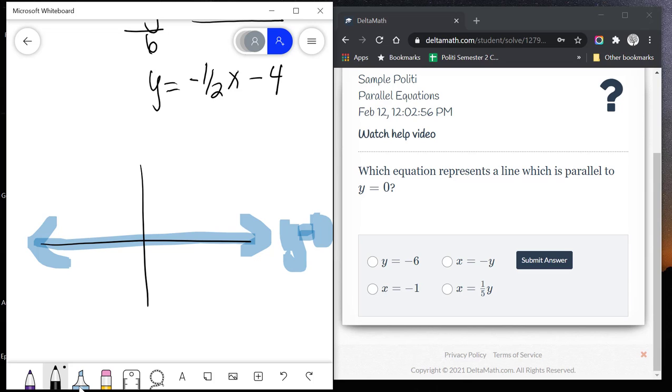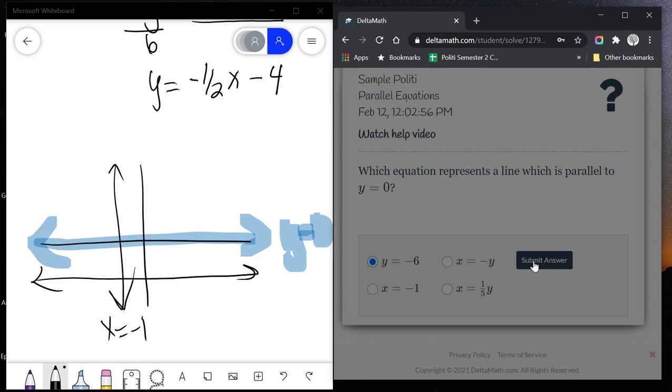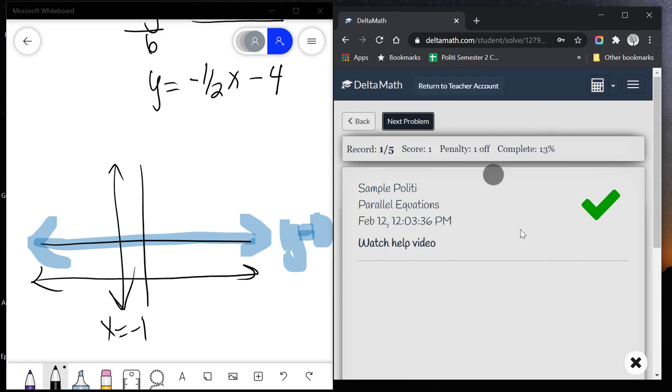Well, x equals negative 1 is going to be a vertical line. That's x equals negative 1. That's no good. Y equals negative 6 looks pretty good, though, because that's down here. That's going to be exactly parallel. Now, for some of these, you're going to have to do a little more work.